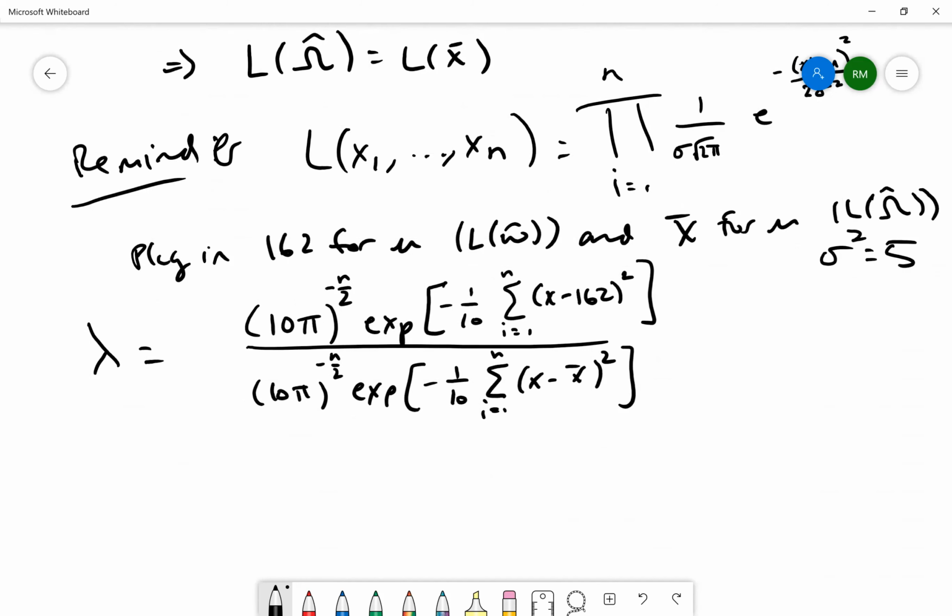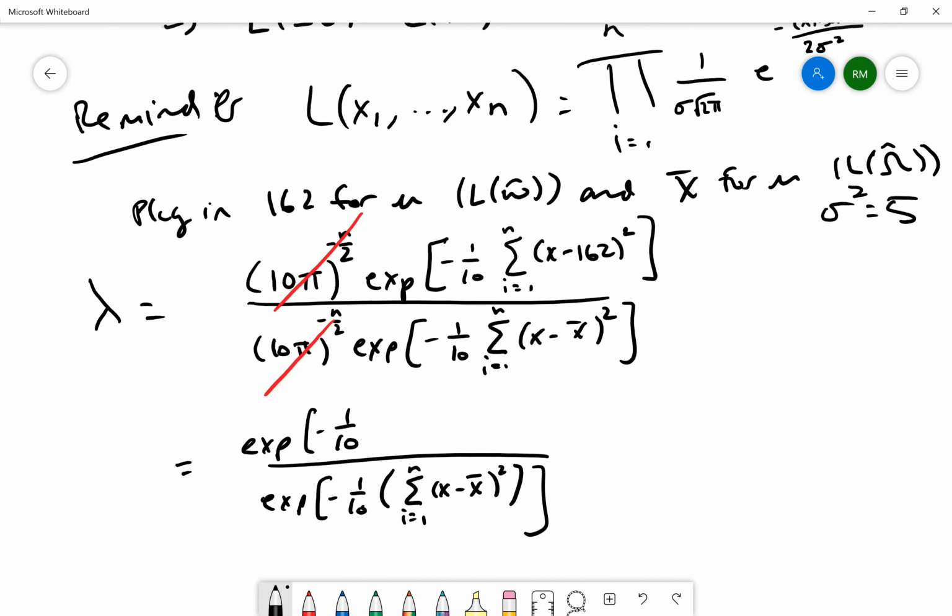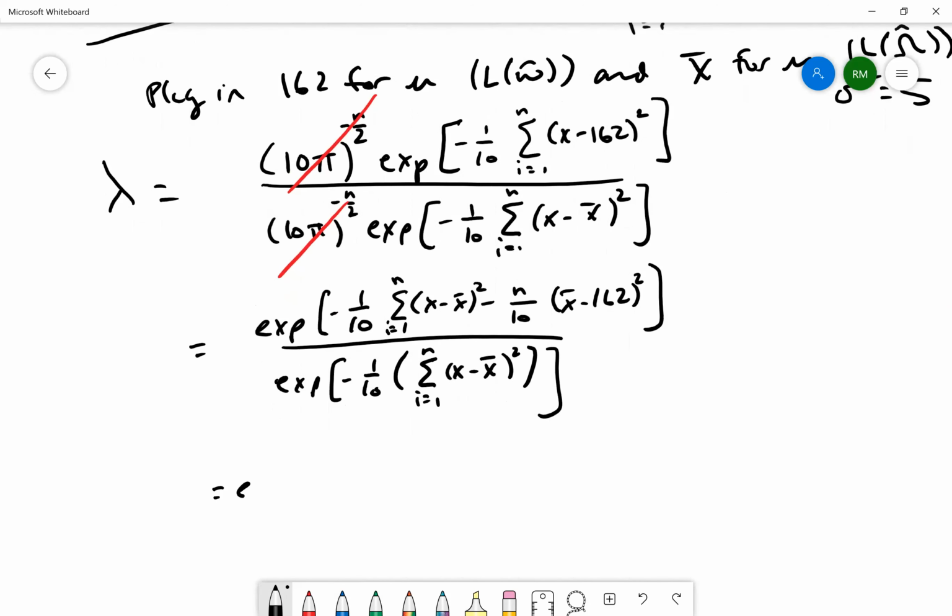Okay. So we can simplify it a little bit. We see that these clearly cancel out. And now we do a little bit of algebra. So the denominator will stay the same. And the numerator we're going to slightly alter. Okay, so there's some algebra going on here. It's actually not too hard to understand. So what we're going to get is, if we simplify just a little bit more, this is the exponential of negative 1/10 times this sum.